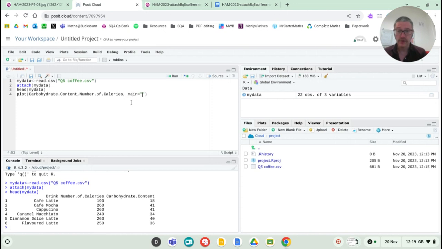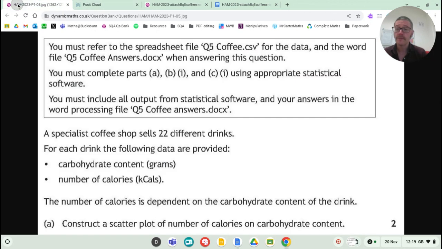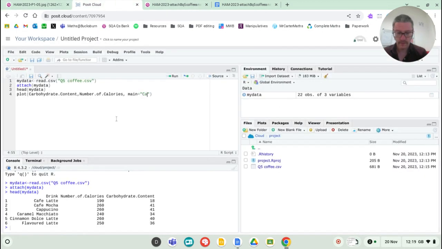Main equals, this is me adding a title, and the wording, if we go back to the question, was calories on carbohydrates. So calories on carbohydrates.